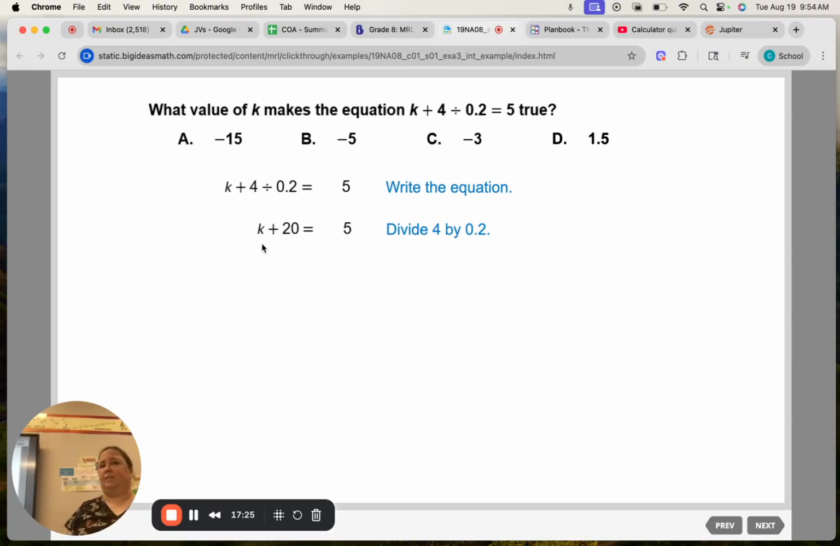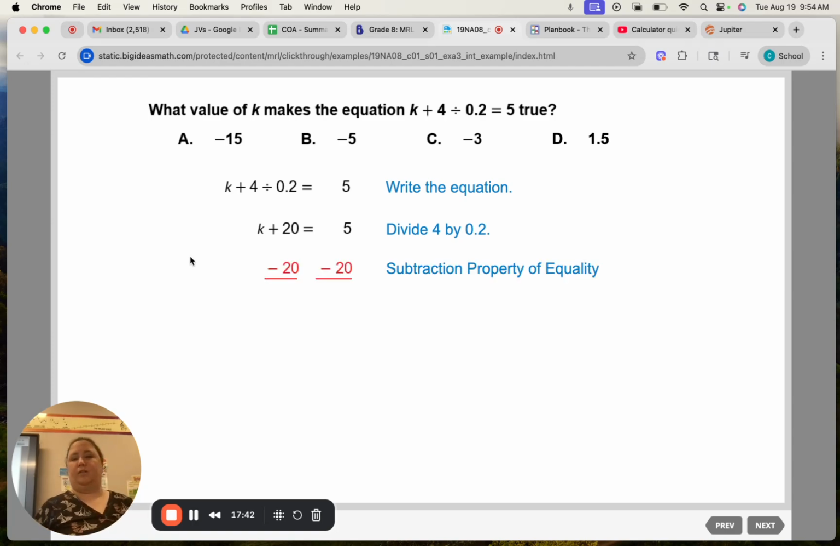Write this down in your journals, step by step. Make sure you're writing it down. So 4 divided by 0.2, we're simplifying the left side. So now we have k plus 20 equals 5. How do I get k by itself? Minus 20 both sides. Subtract 20. Very good. So subtract 20 from both sides. Write it down. That'd be 5 minus 20 is? 15. K equals negative 15.